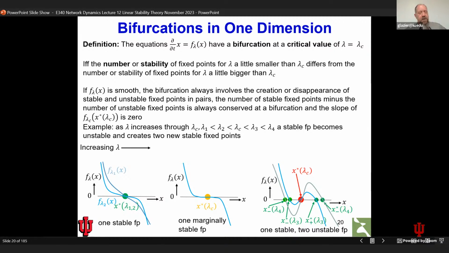In the first case, I went from no fixed point to one stable and one unstable fixed point. Here I went from one stable fixed point to two stable and one unstable fixed points. And it's a general theorem that if you add up the number of stable minus the number of unstable fixed points, that number doesn't change when you change your parameters. The bifurcations leave that number unchanged. Again, that's only true if you have continuous differentiable functions.